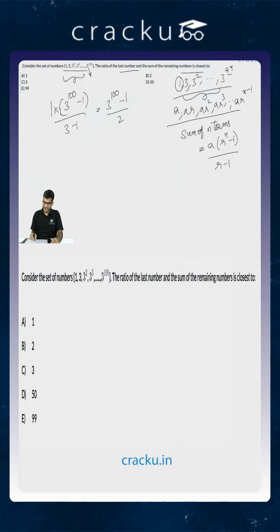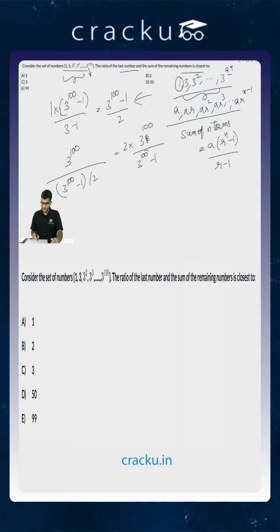So if you are taking the ratio of 3 to the power 100, which is the last term, and the sum of the remaining 100 terms, that will be 3 to the power 100 divided by 3 to the power 100 minus 1 divided by 2. This is equal to 2 into 3 to the power 100 divided by 3 to the power 100 minus 1.